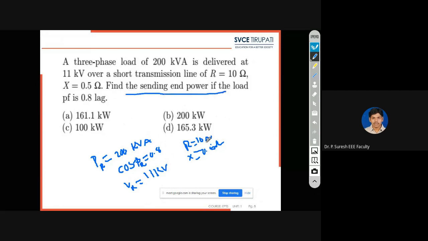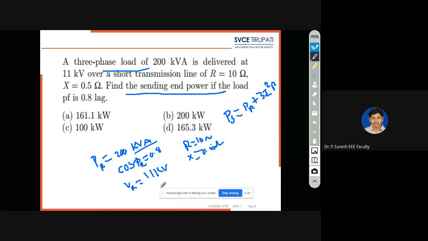What is the relation between sending and receiving end power? Anyone? What is the relation between sending and receiving end power? PS equal to PR plus 3 into I square R. Why? Because it is three phase. We have to know this formula. They gave PR in kVA. How to convert into kilowatt?